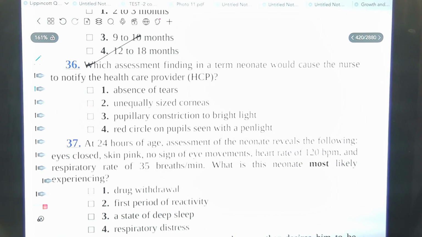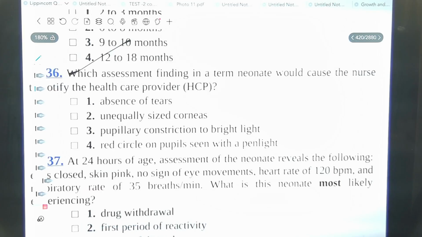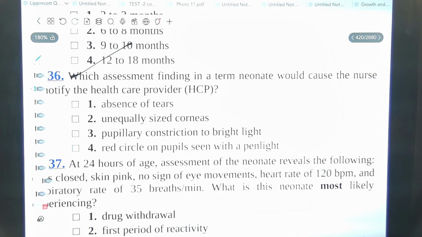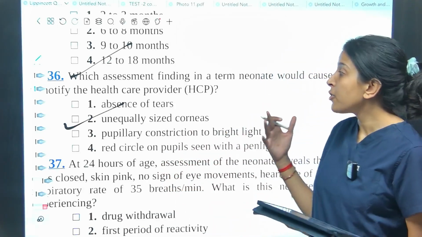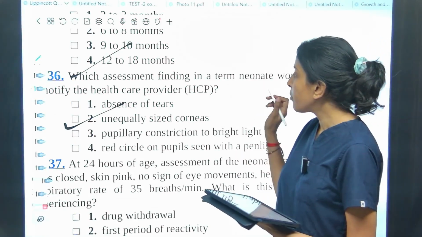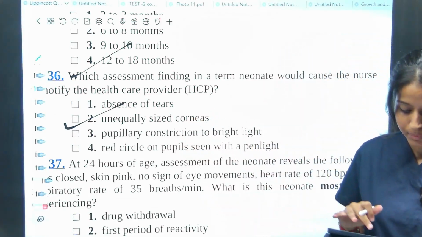Which assessment finding in a term infant would cause the nurse to notify the HCP? Which finding should we consider serious and tell the HCP about? Choose the right response. The right answer will be unequally sized cornea. That is because of some congenital glaucoma. So we have to share this finding with the HCP.